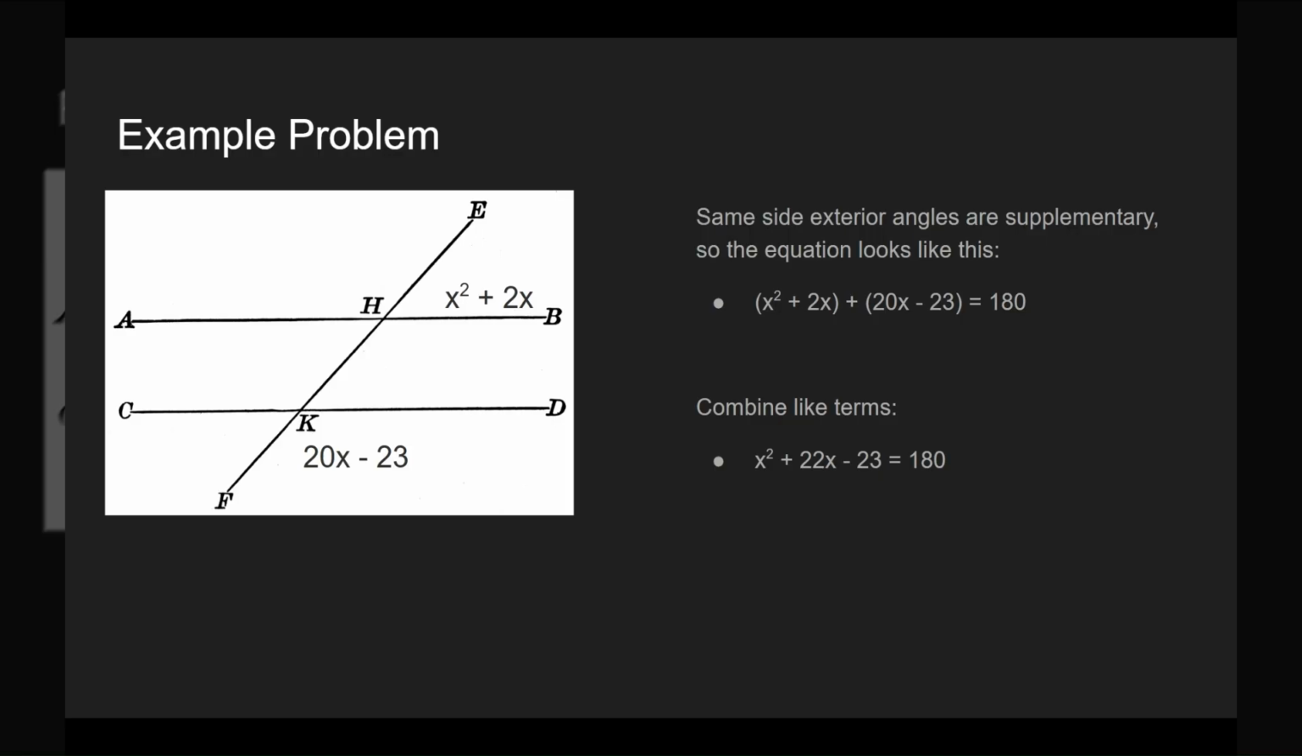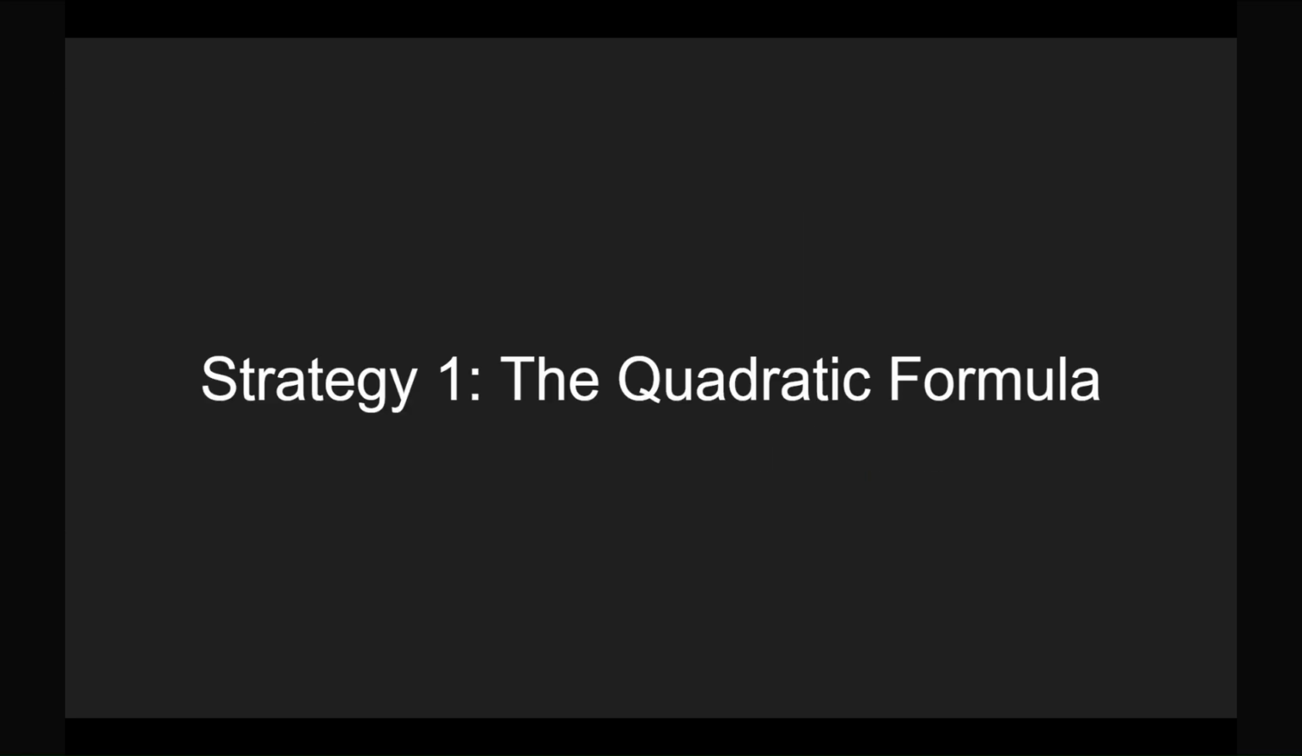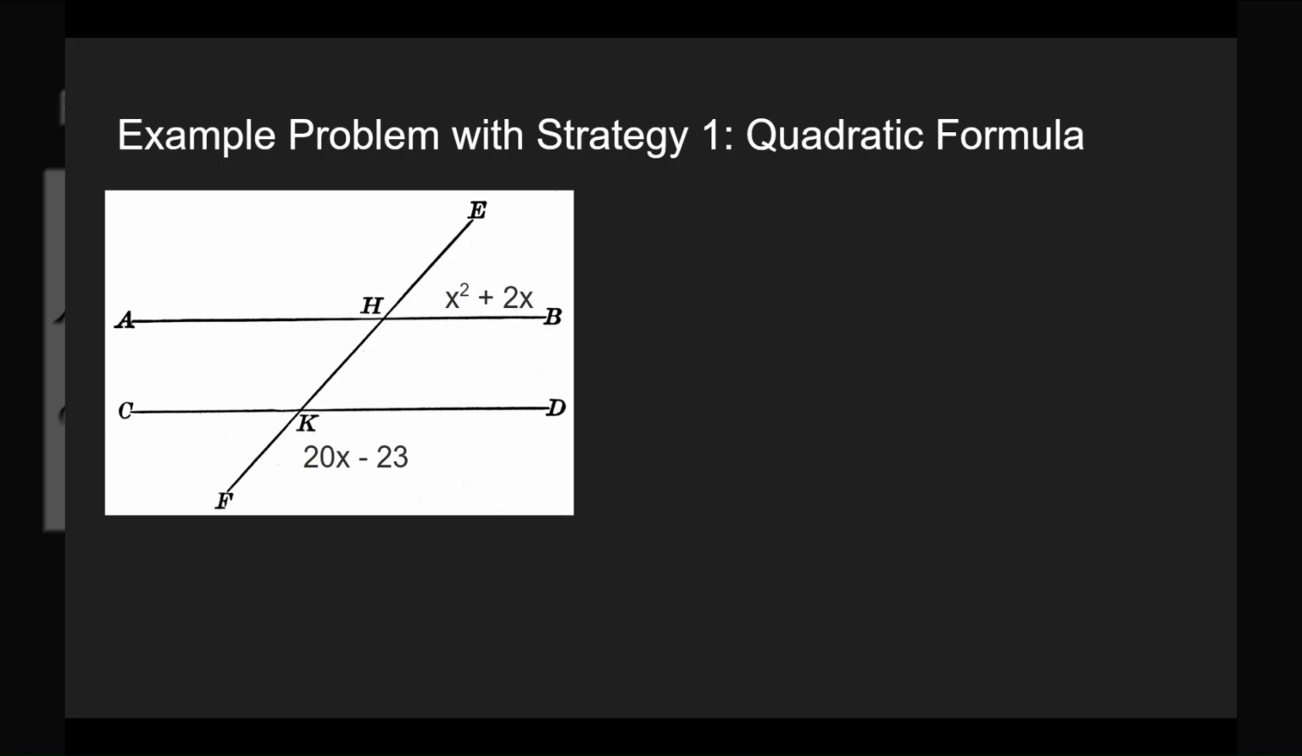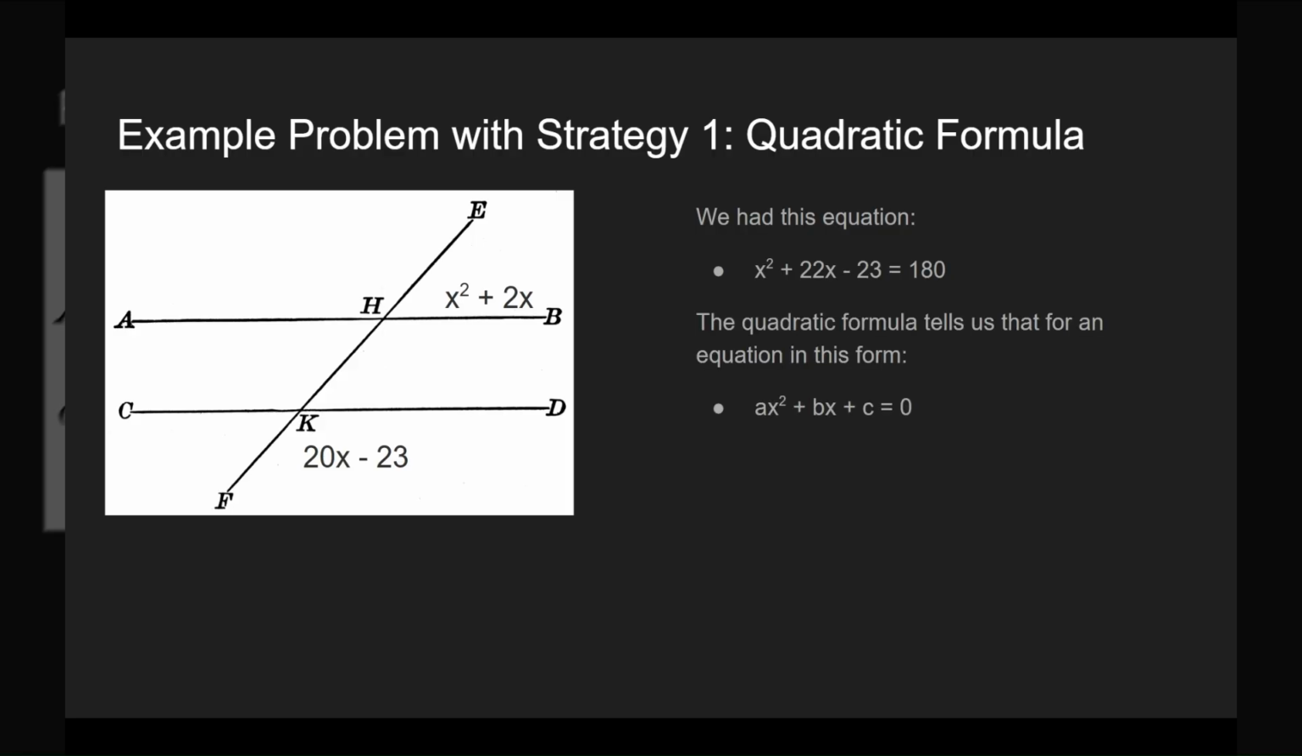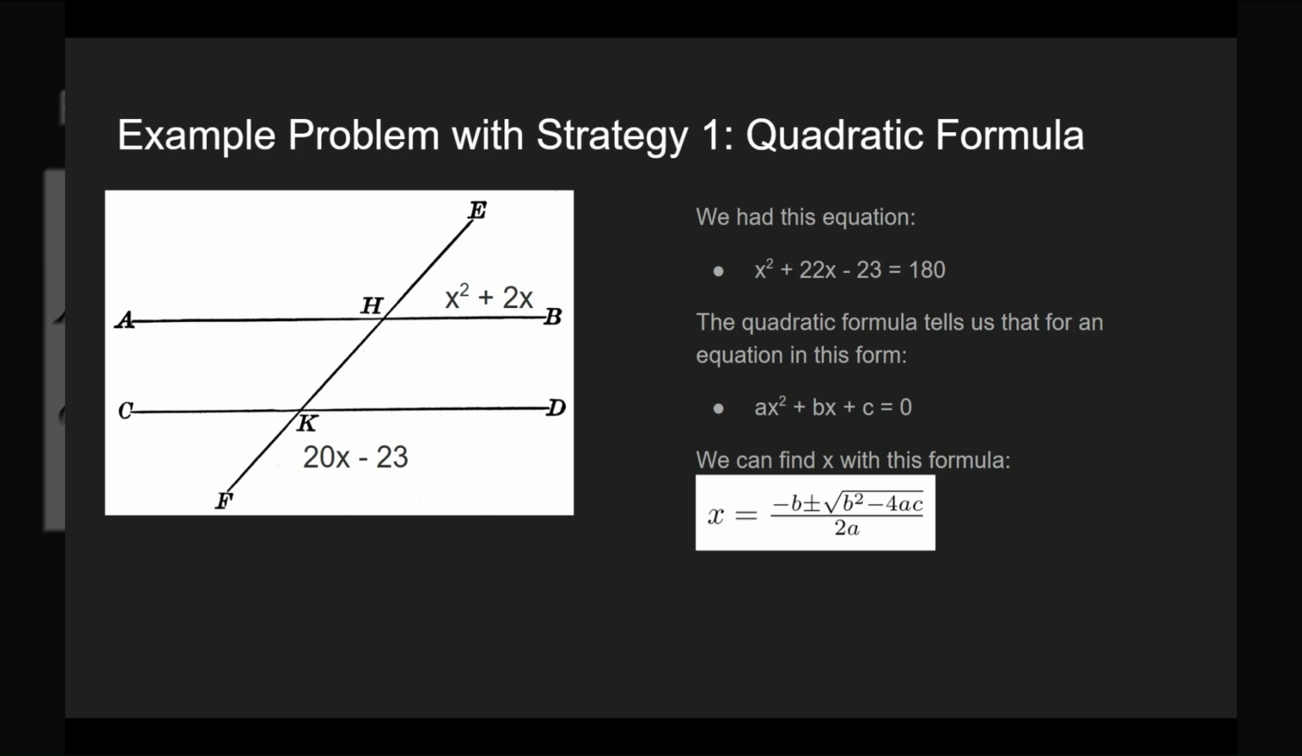There's a few different strategies you can use for solving quadratic equations. This video is going to focus specifically on the strategy of the quadratic formula. So here's our example problem again. We had this equation. In the quadratic formula, we need an equation to be in the form ax squared plus bx plus c equals 0. And when it does, we can find x with the formula x equals negative b plus or minus the square root of b squared minus 4ac all over 2a.